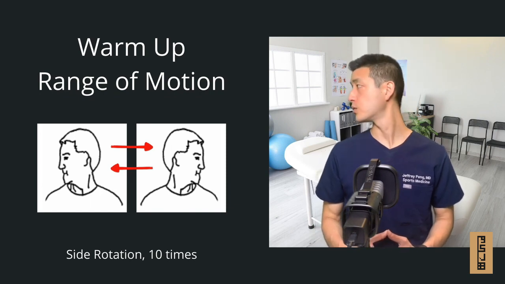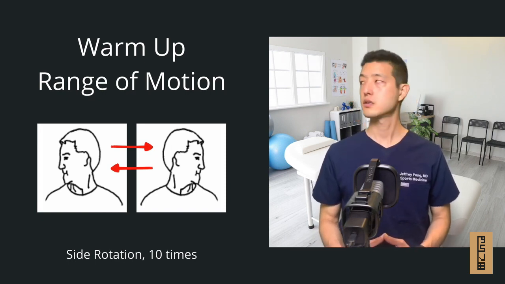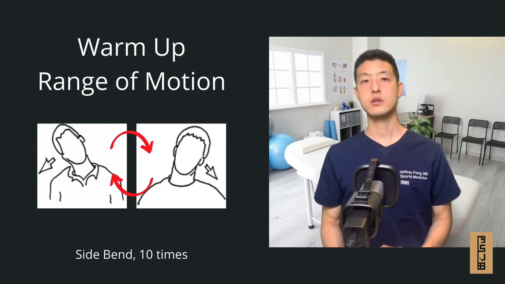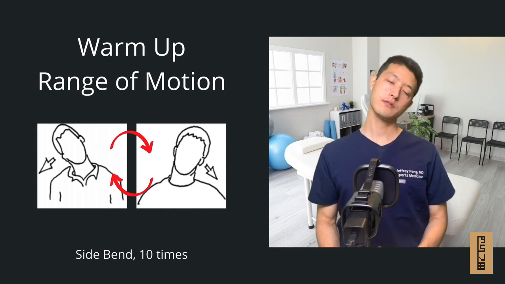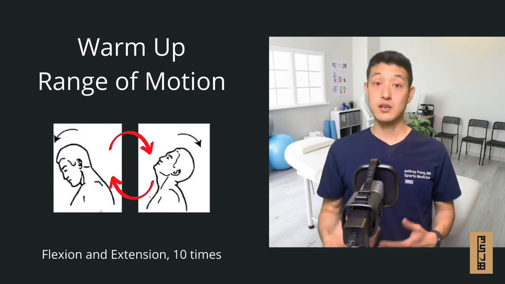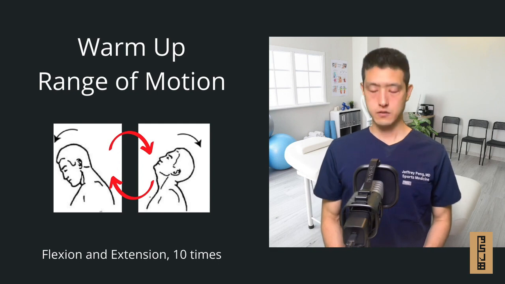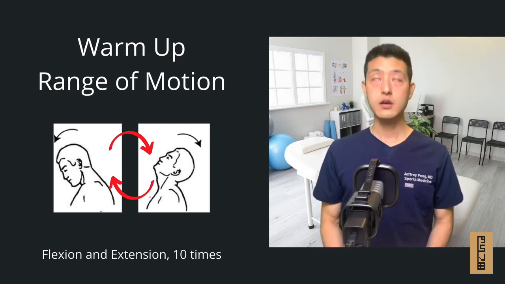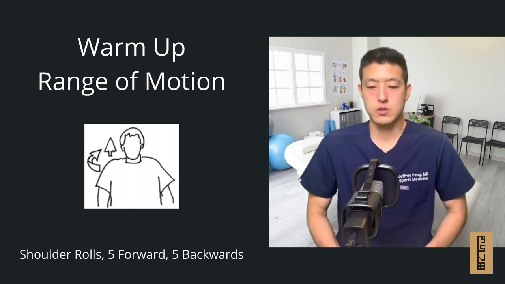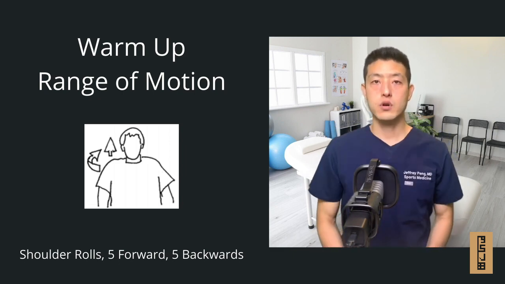So 1, 2, 3, 4, 5, 6, 7, 8, 9, 10. And we're going to work on some side bends. 1, 2, 3, 4, 5, 6, 7, 8, 9, 10. Going into flexion and extension. 1, 2, 3, 4, 5, 6, 7, 8, 9, 10, and then some shoulder rolls. So forwards, 1, 2, 3, 4, 5, and backwards, 1, 2, 3, 4, 5.